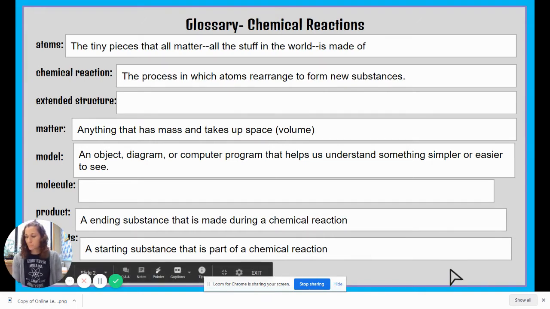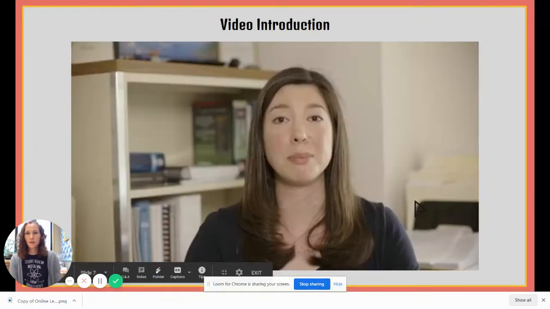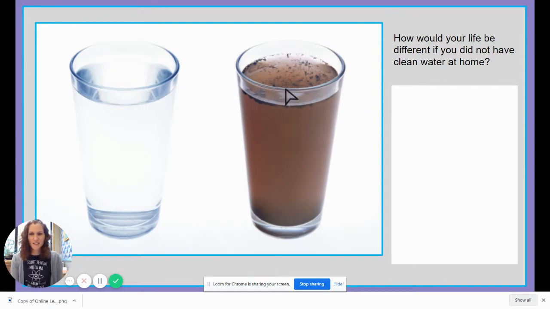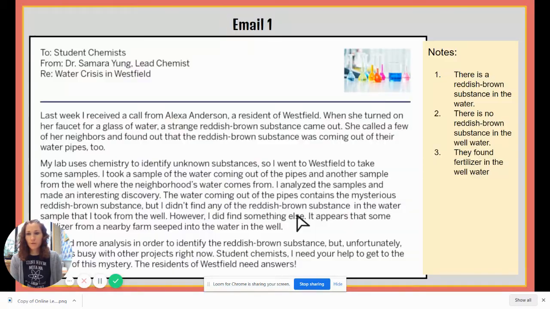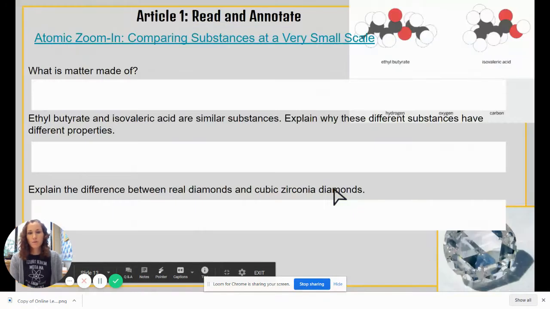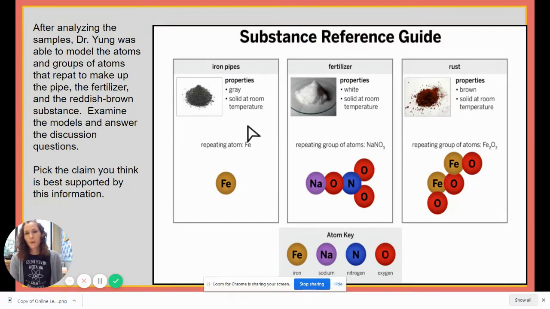All right, so moving on, I'm going to hop around between slides. So just a reminder that the people of Westfield, their water is kind of this gross, nasty, brown, reddish water with substances in it. All right, so we've been exploring the differences between all three substances, the pipes, the fertilizer, and the brown substance. What we should have come to an understanding is that all three substances, the iron pipes, the fertilizer, and the rest, they all have different properties, which are things that we can see and make observations about.